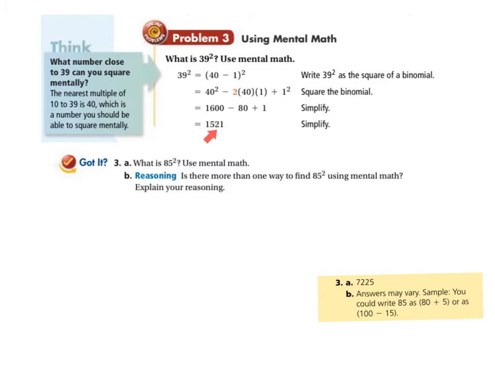I don't know how much mental that is. That's a lot to keep in my head, but maybe it's without a calculator, without having to straight up multiply 39 times 39, because it's easy to multiply 40 times 40, right?